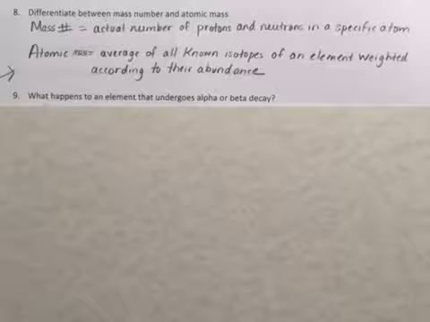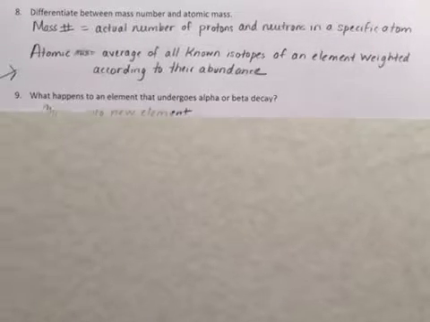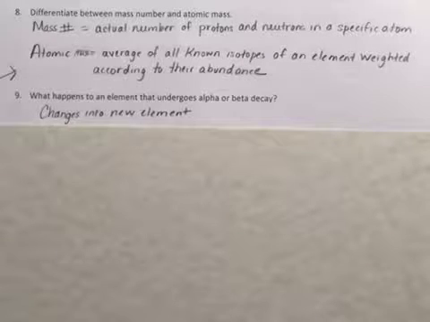What happens to an element that undergoes alpha or beta decay? We talked about it on the previous page. The atomic number is going to go either up or down, meaning that they change into new elements.